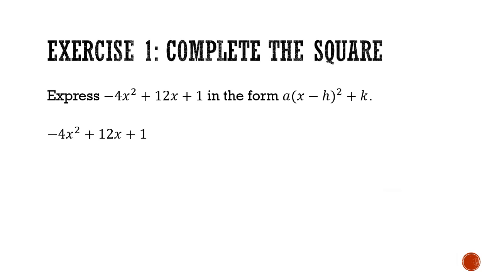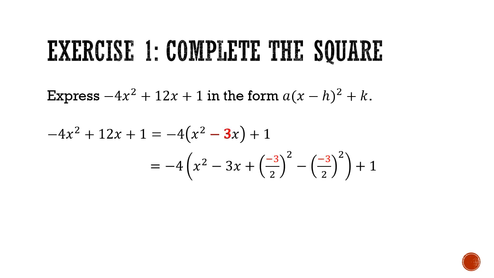Let's recall how we complete the square. First, we'll need to factorize out the a, which is negative 4, from the x squared and the x terms. So that will leave behind x squared minus 3x. We'll leave the constant 1 alone for now. To complete the square, we need to add half of the new b term squared and subtract it again. So something like this. So you can see the negative 3, we'll have to halve that, then we square it and we add it. But we have to subtract it to ensure that the expression is still equivalent to the previous form.